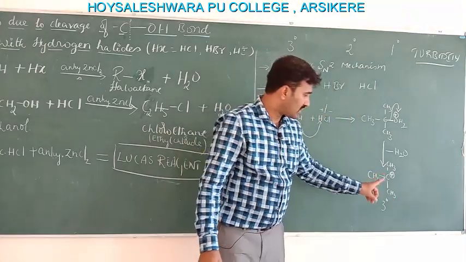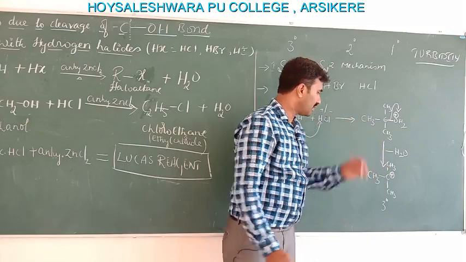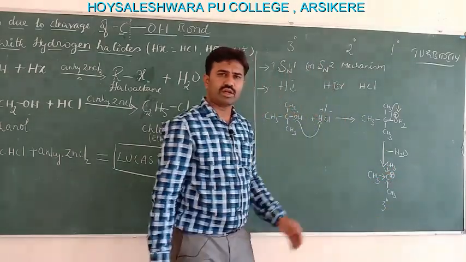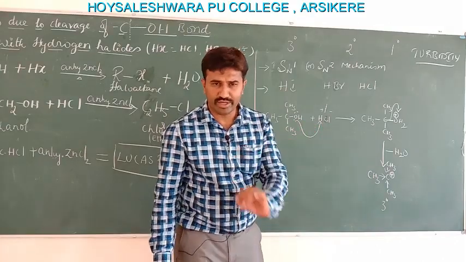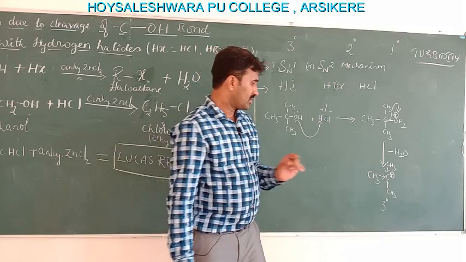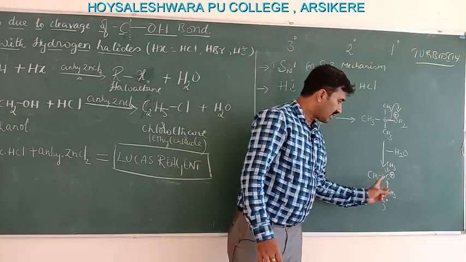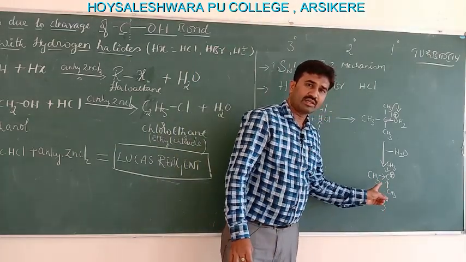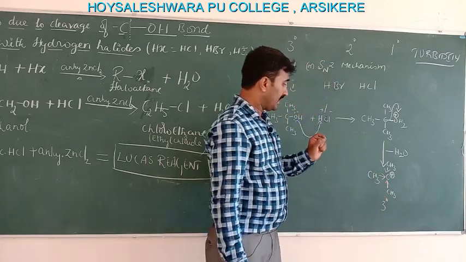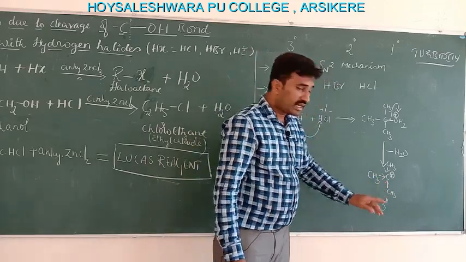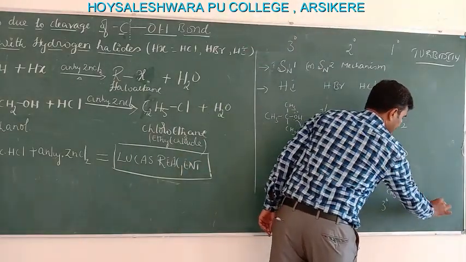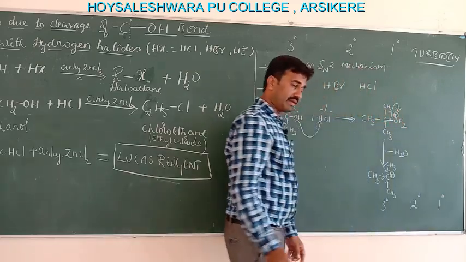Tertiary carbocations are stabilized by the positive inductive effect and also the hyperconjugative effect, as we know from the first PU. So tertiary carbocations are stabilized by what? Positive inductive effect and the hyperconjugative effect. Tertiary carbocations are more stable than what? Secondary. Secondary are more stable than primary.